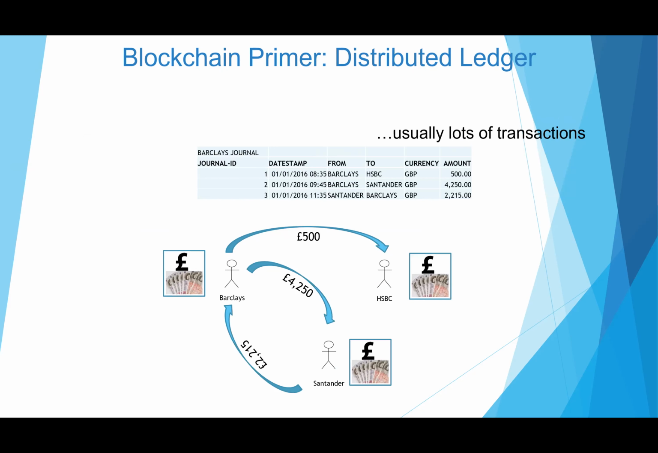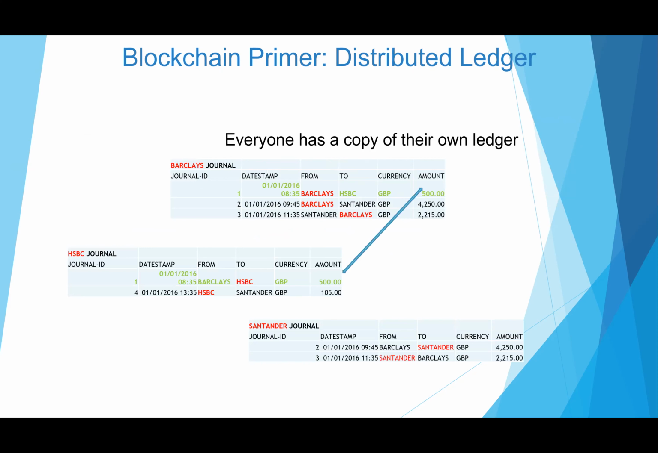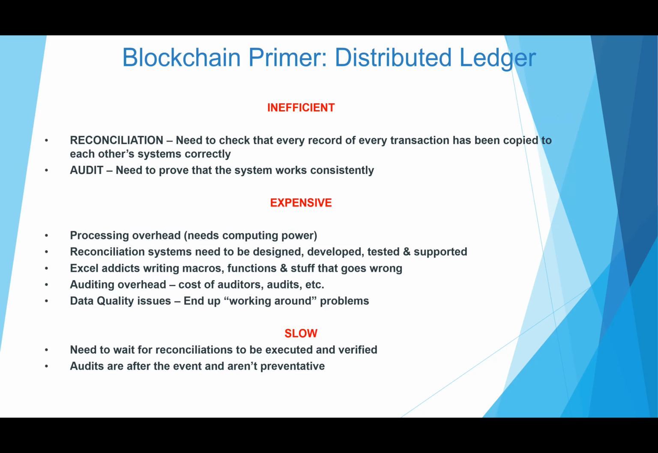But usually there are lots of transactions, so there are lots and lots of ledger records, and everybody keeps a copy of their own ledger. So, Barclays got their ledger, HSBC have got their ledger, Santander have got their ledger. And this is where it becomes very inefficient very quickly, because each of those parties now need to reconcile their data, make sure every record is consistent, all the data is tied in, that there's no data gone missing or anything like that. And we have to audit the system to make sure it works consistently as well.